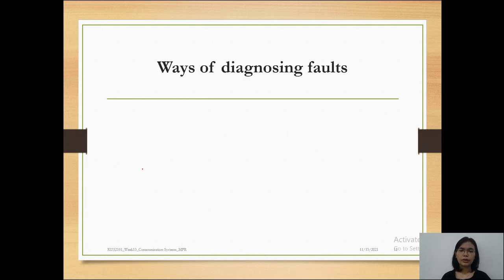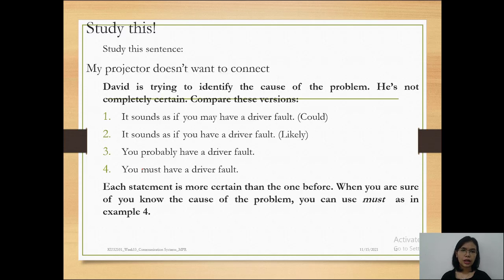Alright, so now we'll be looking at the ways of diagnosing faults, and the way to express the diagnosing of faults. Let's have a look at these examples over here. It says, my projector doesn't want to connect. So we're looking at why the projector doesn't want to connect. David is trying to identify the cause of the problem. She's not completely certain. If you're not completely certain, there are some expressions you can use.